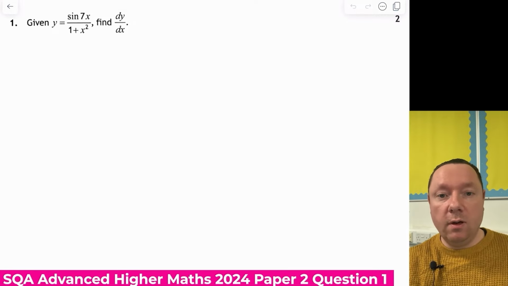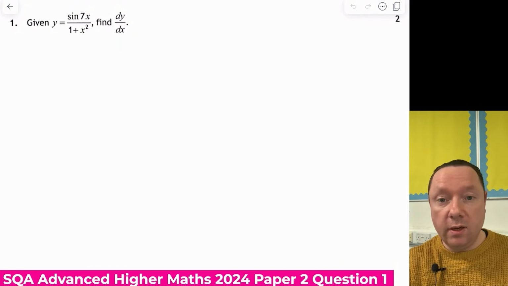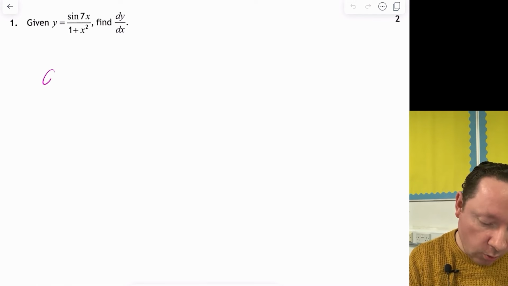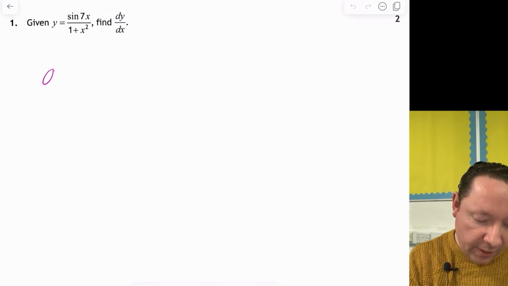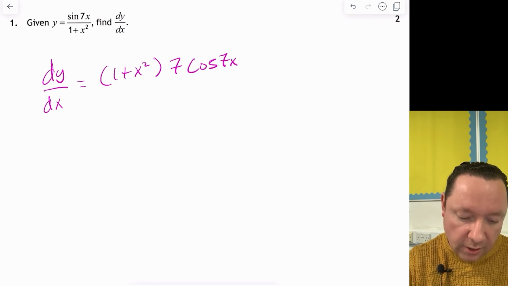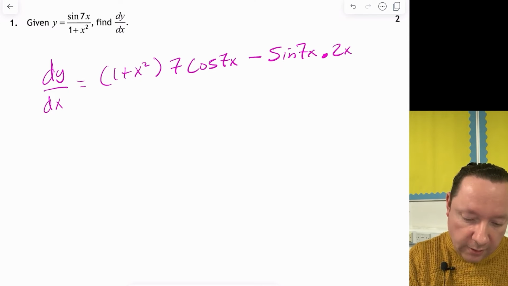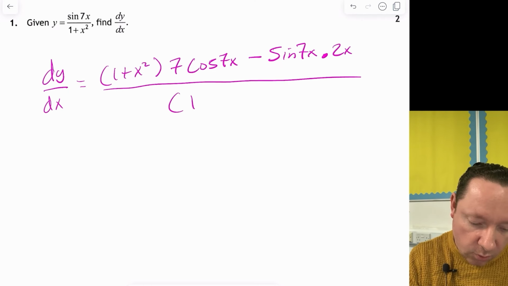SQA Advanced Higher Maths 2024 Paper 2 Question 1. Given y equals 7 sine 7x over 1 plus x squared, find dy by dx. So we're going to use the quotient rule. So we've got dy by dx is equal to v, 1 plus x squared, u dash, sine becomes cos. So it's 7 cos 7x, vu dash, minus u sine 7x, v dash, well that's just times 2x, all over v squared, which is 1 plus x squared, all squared.